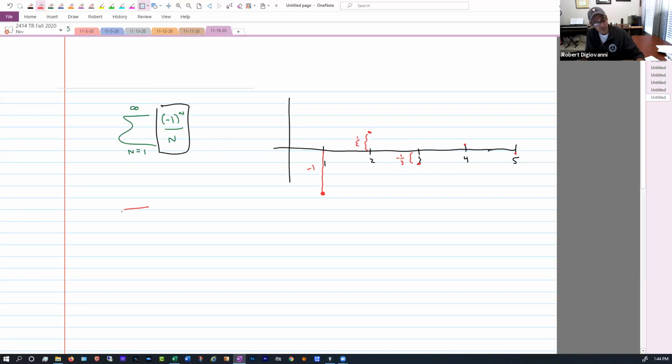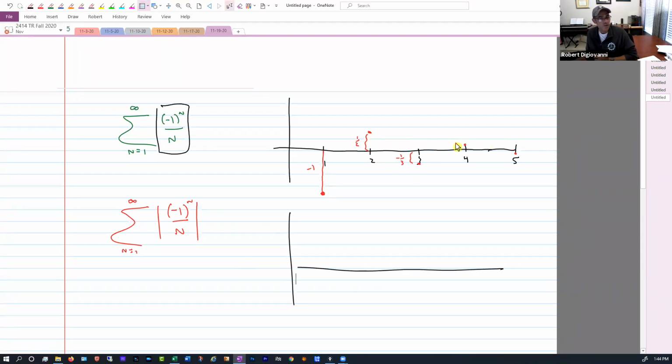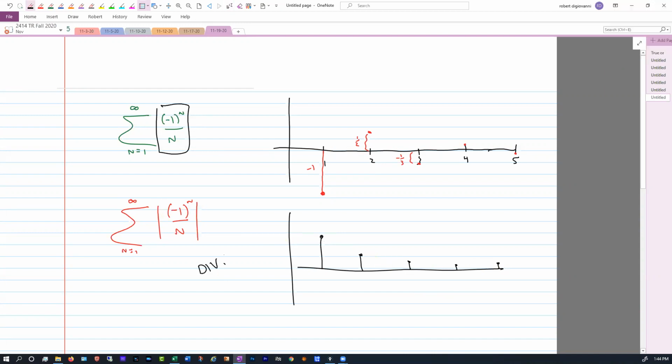Now, let's look at the absolute value of it. The absolute value of it is basically this same picture, but with everything on the positive side this time. And it turns out that for this particular series, when we add those up, that diverges, because it keeps adding on. It's the fact that it's linear on the bottom that makes it not converge to something.